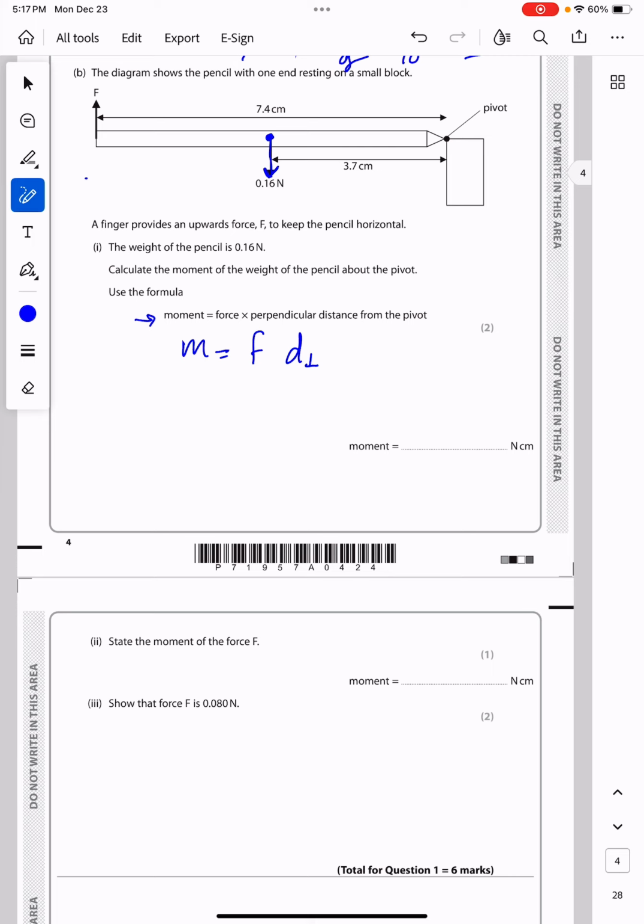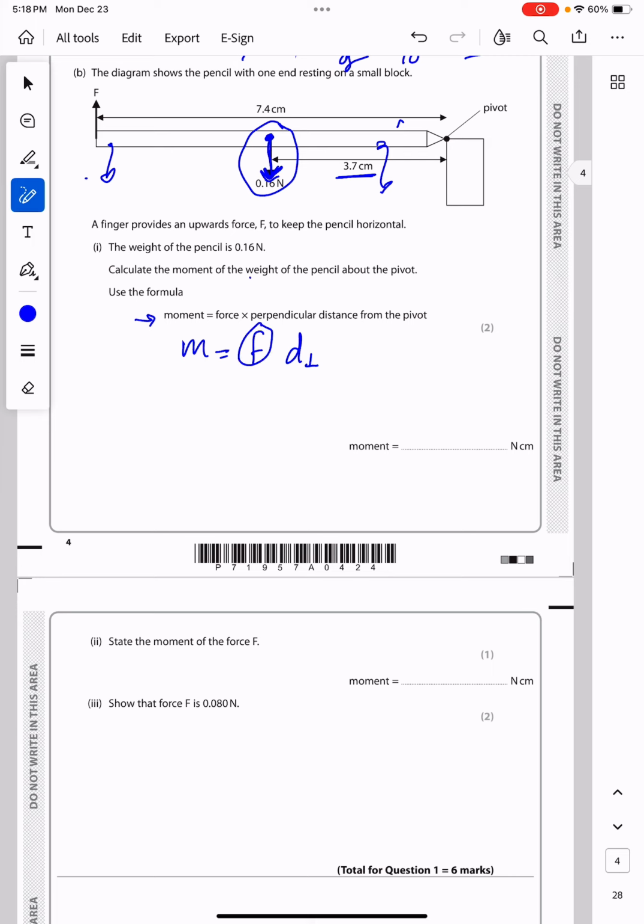So it is shown to you in this example, so you don't have to think about it that much. Here we have the weight applied here. The weight is not applied here, nor anywhere. It is where it is at this point, which means that the perpendicular distance is 3.7.